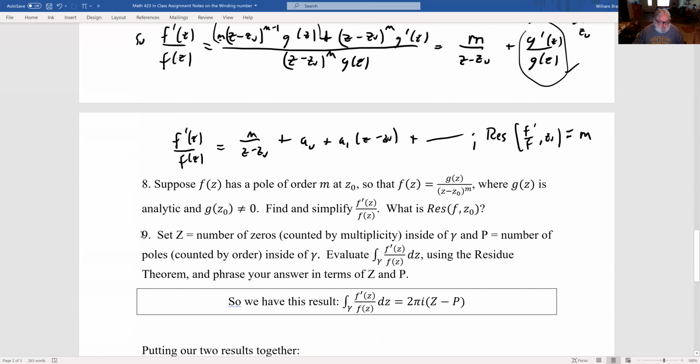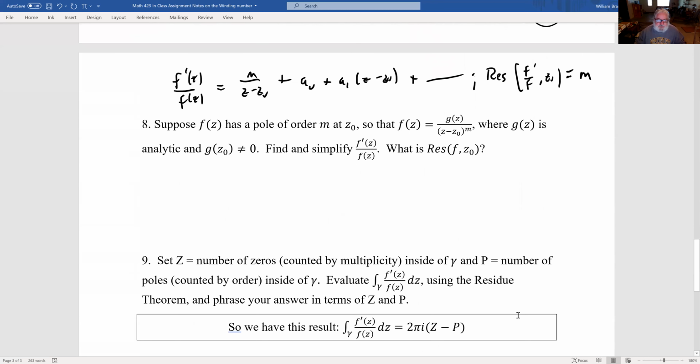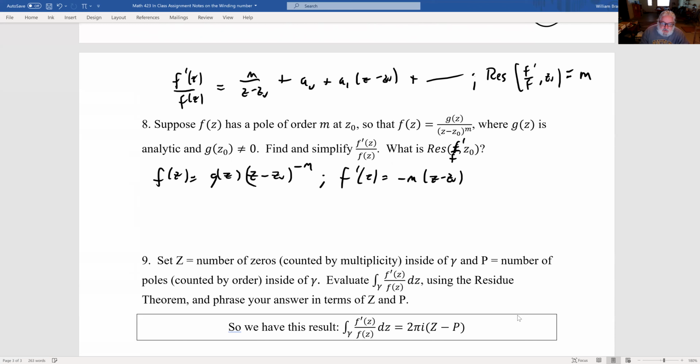What about if you have a pole? Well, exactly the same argument goes through, right? So again, we're looking actually for the residue of f prime over f. So f of z equals g of z times z minus z naught to the minus m. What's f prime of z? Minus m, z minus z naught to the minus m minus 1 times g of z plus g prime of z, z minus z naught to the minus m.